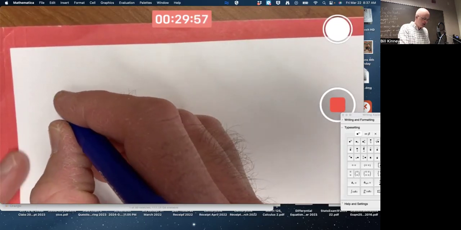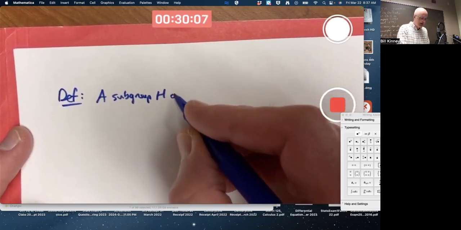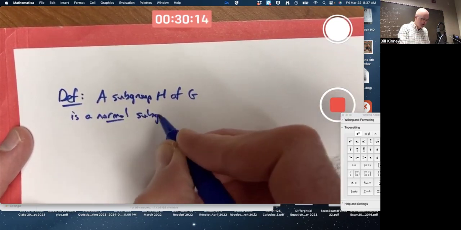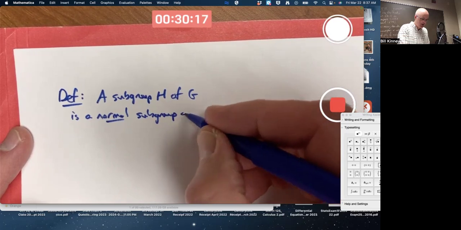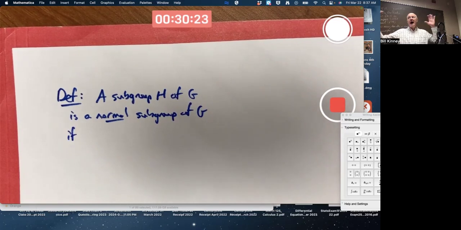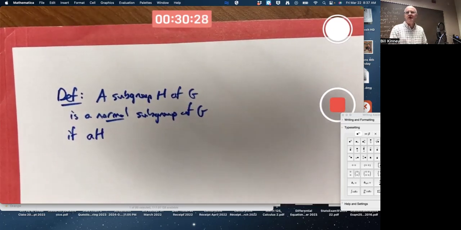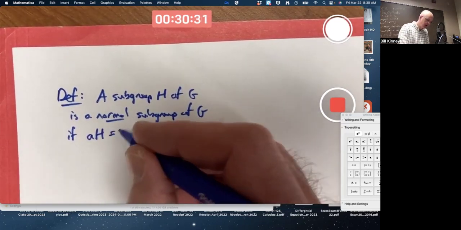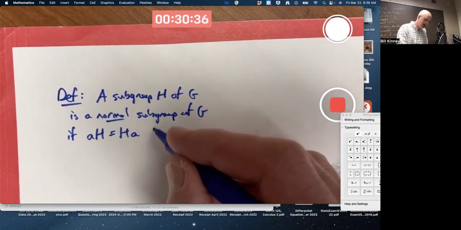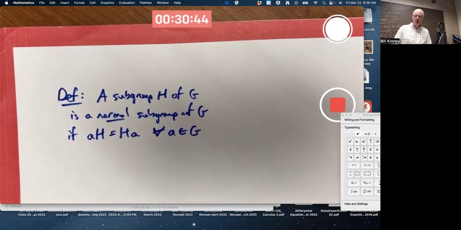Here's a really important definition. A subgroup H of G is a normal subgroup of G, emphasis on the word normal, if aH equals Ha for all a in G. The left coset of H in G containing a equals the right coset of H in G containing a. That's the definition of a normal subgroup.